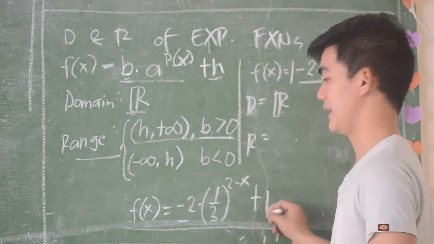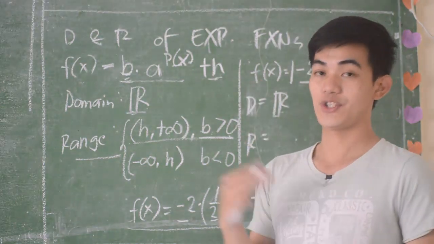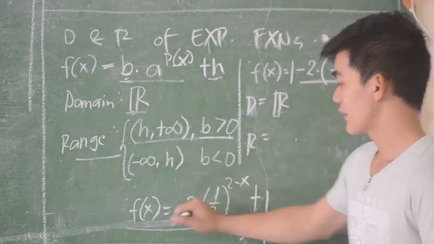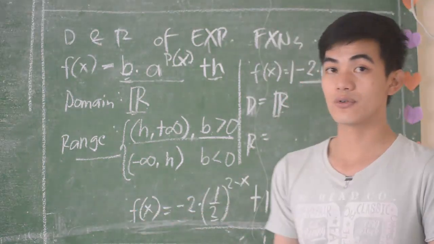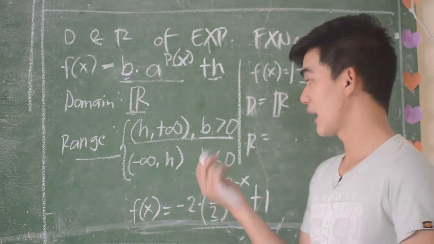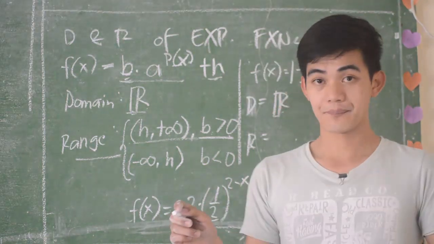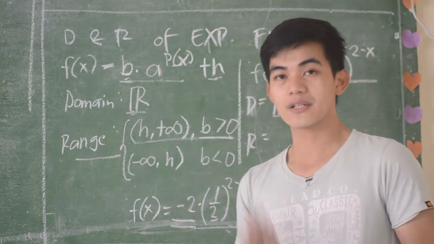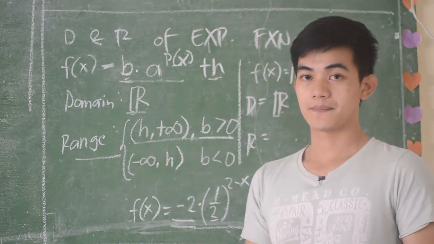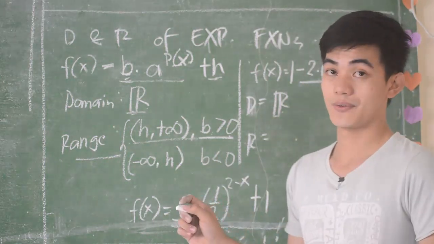And then our h will be 1. So, yun yung identifications natin. First, ulitin natin, anong una nating titignan? Dapat si b. So, ang b natin dito ay negative 2, di ba? So, negative 2, is it greater than or less than 0? Well, obviously, it is less than 0.